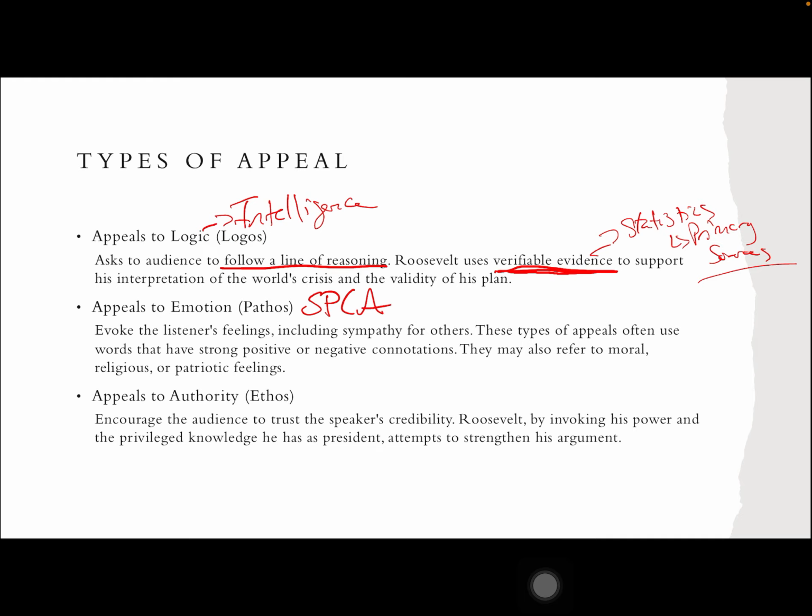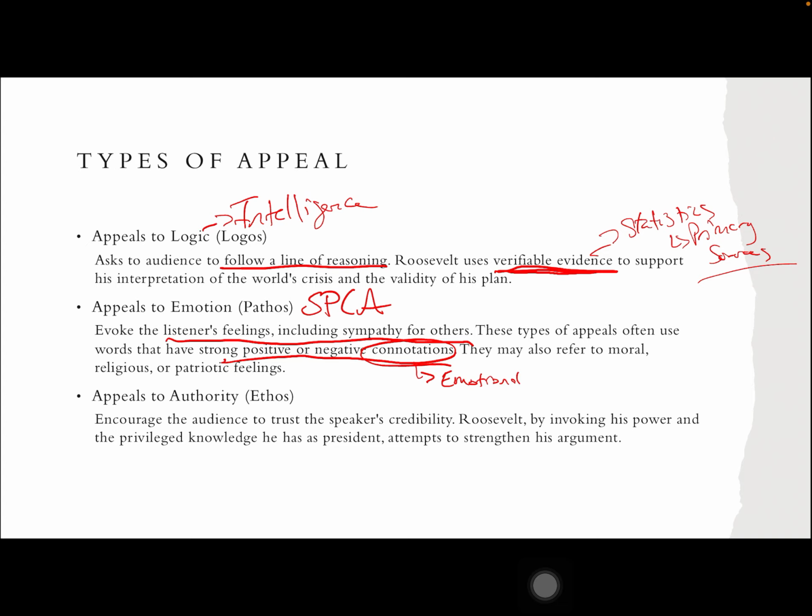That's emotional appeal. They're trying to get you to feel sad for these dogs, feel sympathy, so that you go and adopt them. That is emotional appeal, right? It evokes the listener's feelings, including sympathies for others, right? And we're looking at the connotation, right? The emotional charge of the appeal, okay?